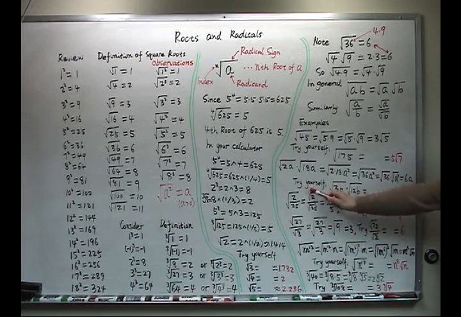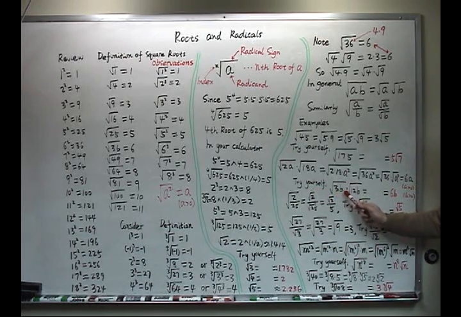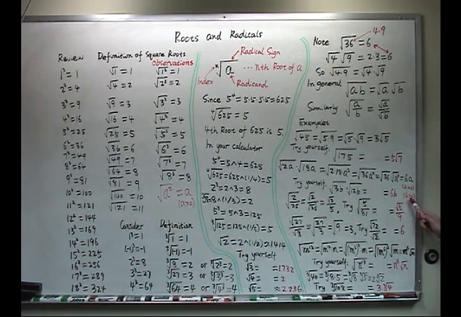Now try this one yourself. Radical 3B times radical 12B. So 3 times 12 is 36. Take the radical, you have a 6. Radical B squared is just B, if B is greater than 0.